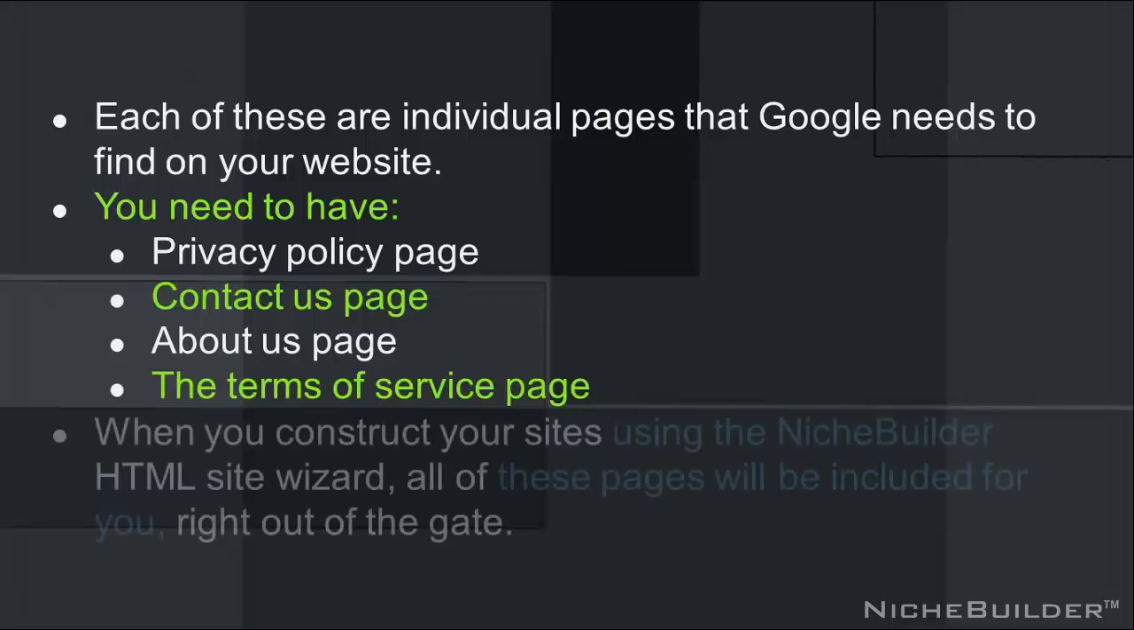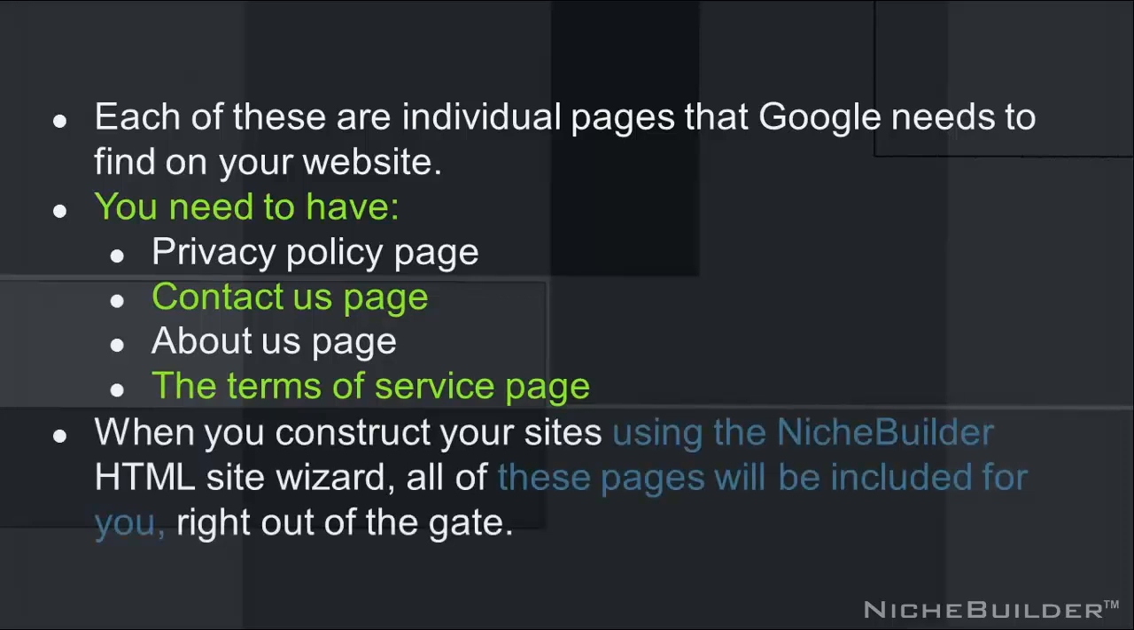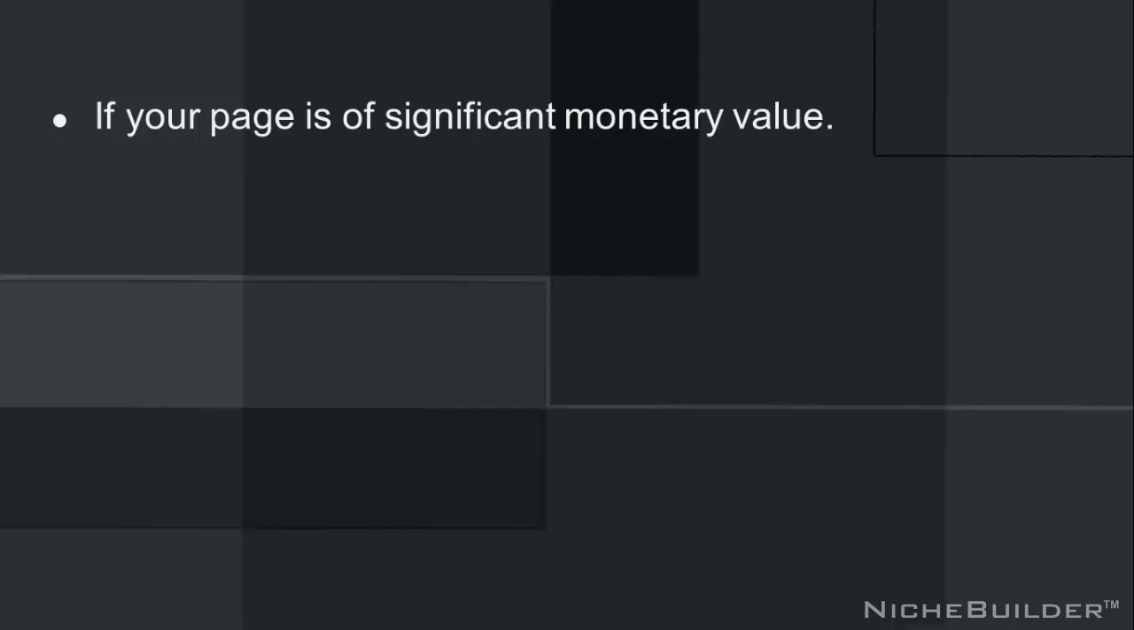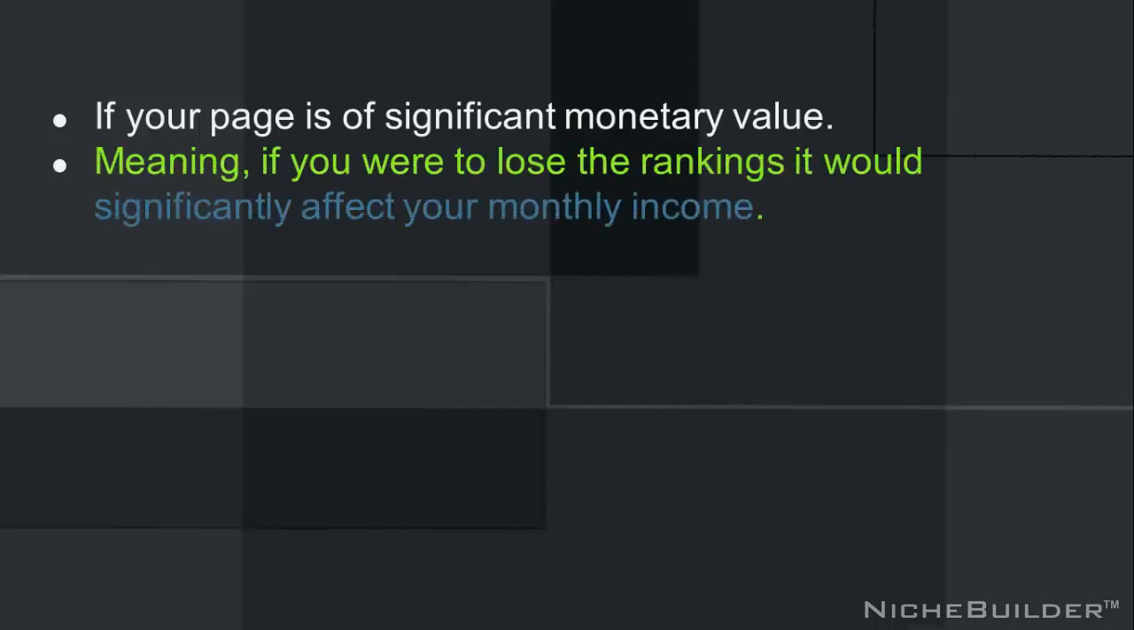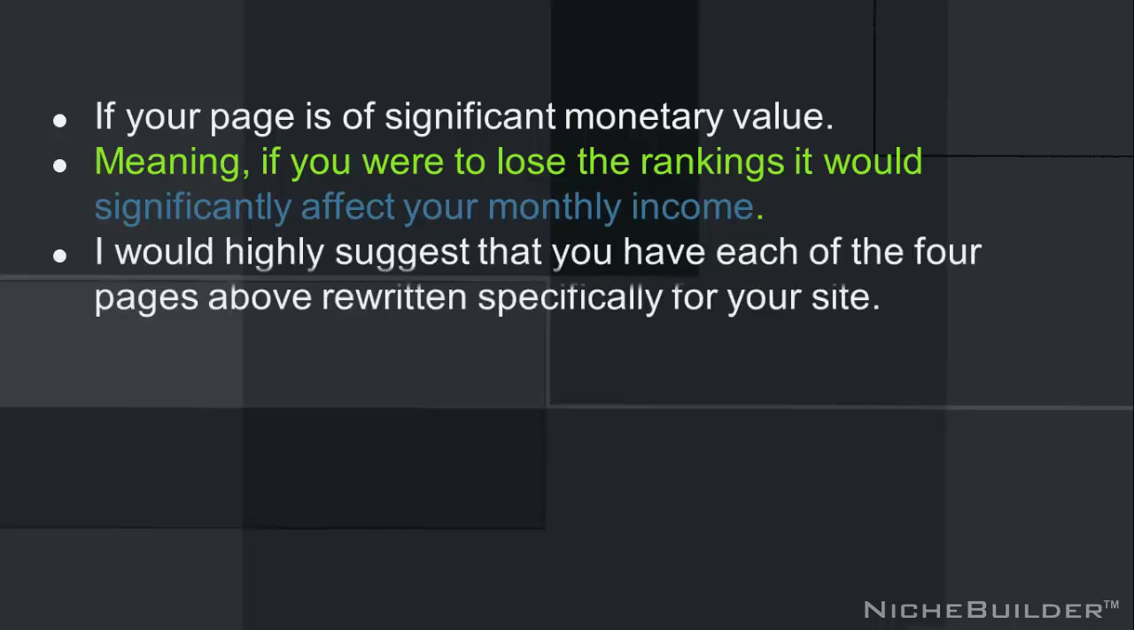When you construct your sites using the NicheBuilder HTML site wizard, all of these pages will be included for you right out of the gate. However, if your page is of significant monetary value, meaning if I were to lose the rankings, it would significantly affect my monthly income, I would highly suggest that you have each of the 4 pages above rewritten specifically for your site.